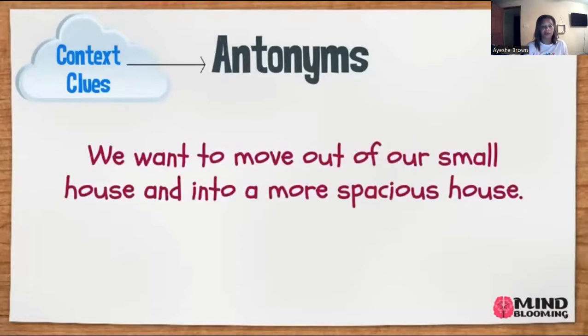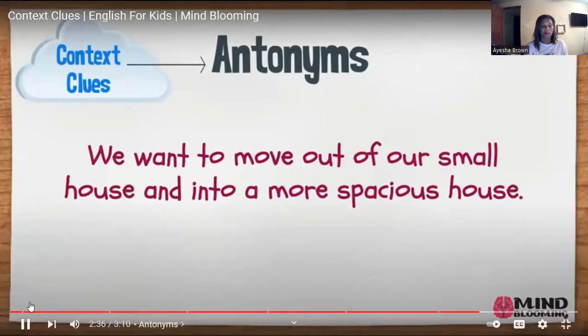Opposites now. We want to move out of our small house and into a more spacious house. If you don't know what spacious means, all right, so spacious is our word now. So there's going to be another word in this sentence. It's going to be the opposite of spacious, okay? So let's read the sentence again. We want to move out of our small house and into a more spacious house. So we're in a small house now, but we want to move into a more spacious house.